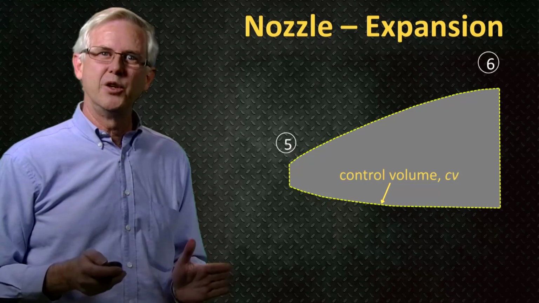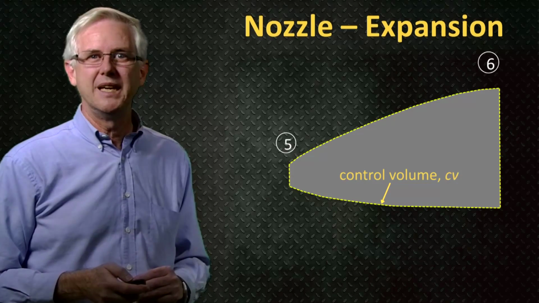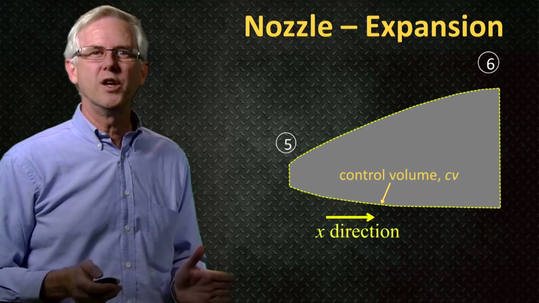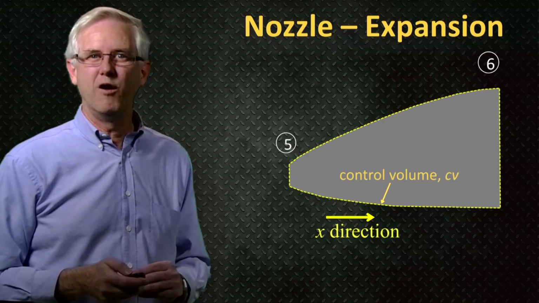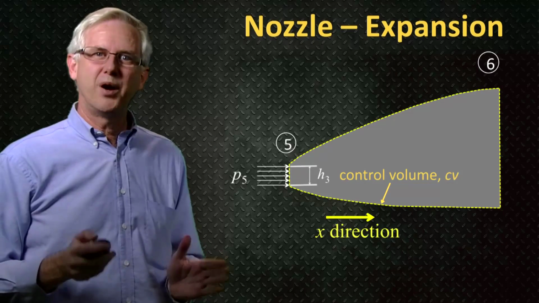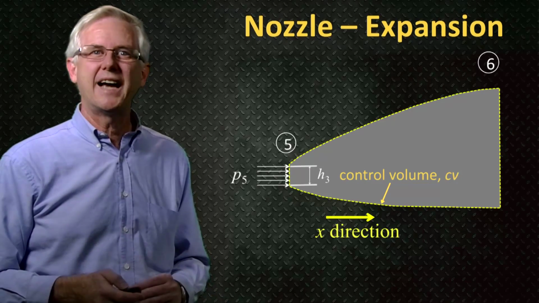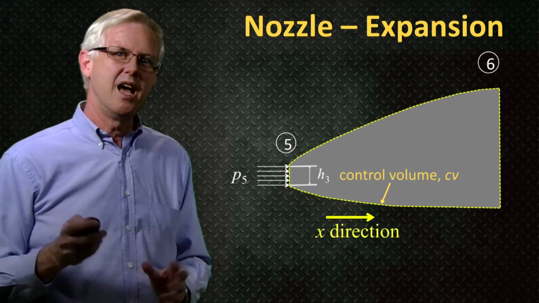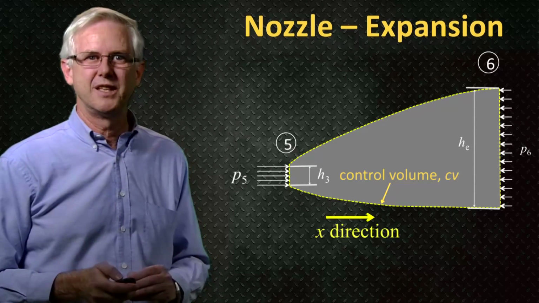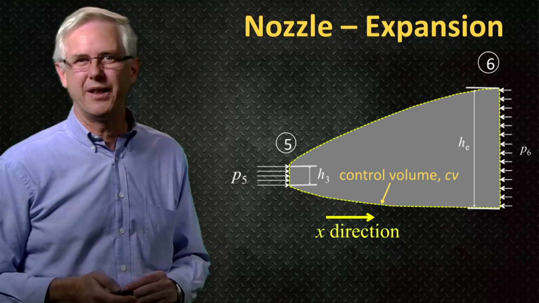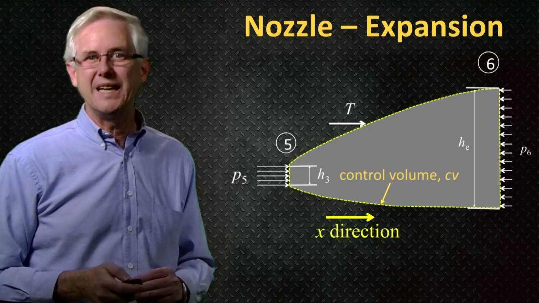To calculate this, you'll need to put a control volume around the nozzle and look at conservation of momentum in the direction of the flow. We'll call it the x direction. You'll need to consider the forces acting on the control volume. There will be the pressure forces at entry to the control volume at state 5 due to P5 acting over the area there. There will also be pressure forces at exit of the control volume at state 6, due to P6 acting over the area there. And there will be the force acting on the control volume in the x direction.